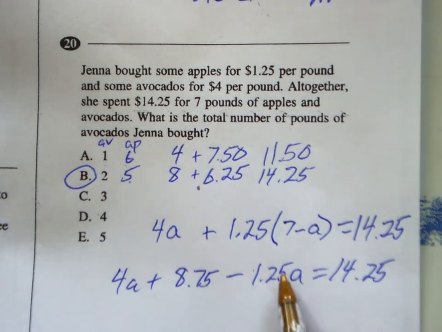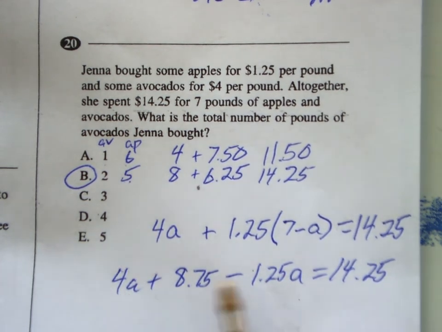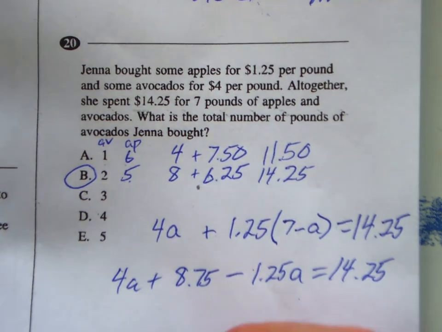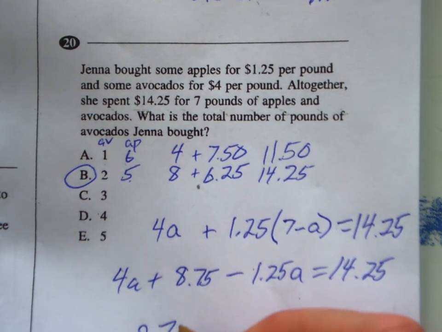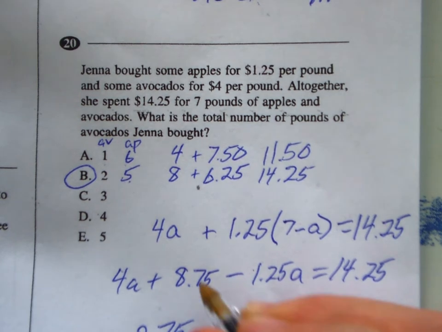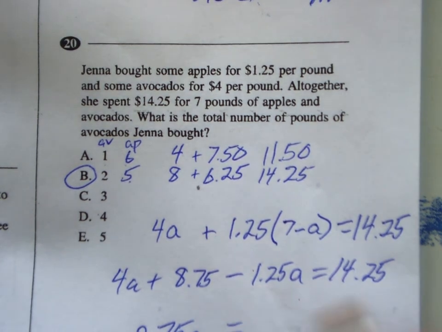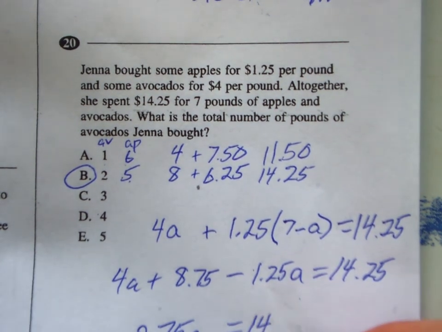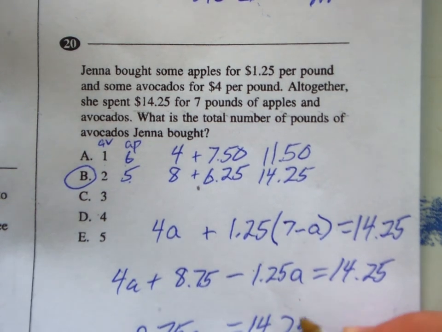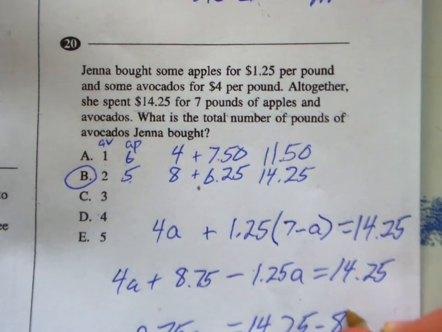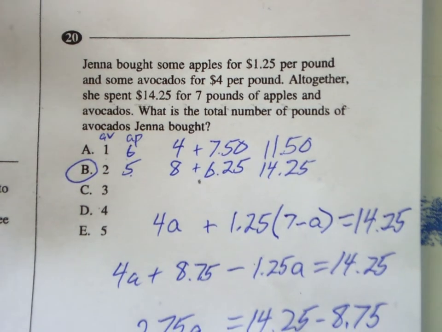And I'm going to put this with this. So that's 4A minus 1.25A. If you do 4 minus 1.25, you're going to get 2.75A. I subtract $8.75 from both sides. So now it's on this side as a minus $8.75.